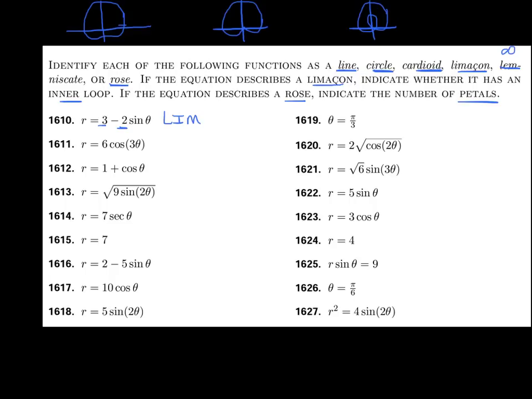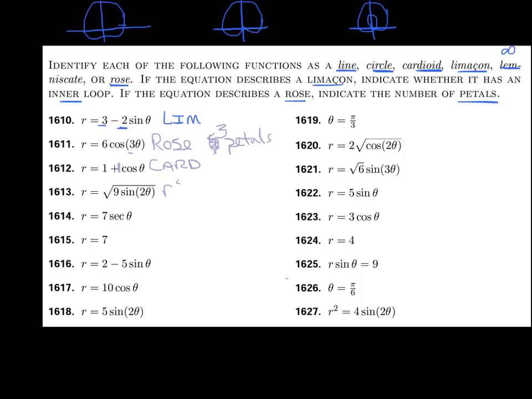Let's see. Going down that column, we've got a rose, and it would have a grand total of 6 petals. Oh, I lied. 3 is an odd number last time I checked, so it should be just 3. Hopefully you guys were screaming at that one. Let's see, the next one underneath that is going to be a cardioid, and the reason I know that is because the coefficients 1 and 1 are equal to each other.